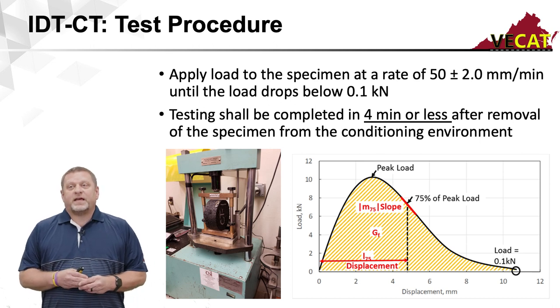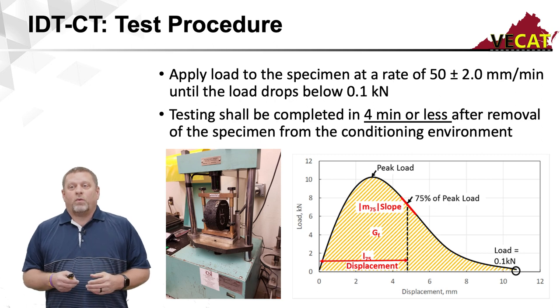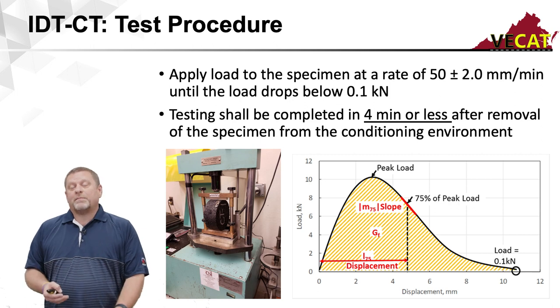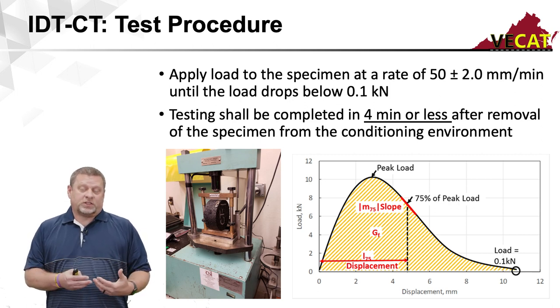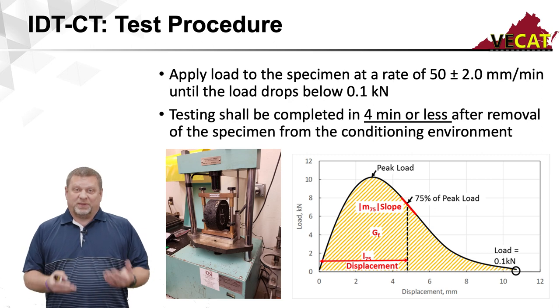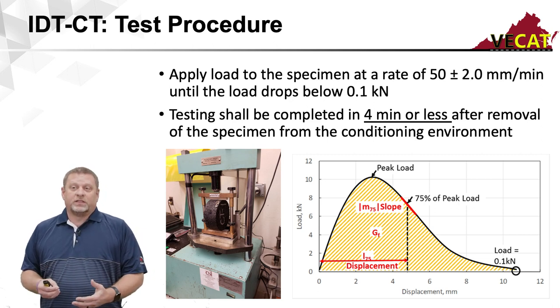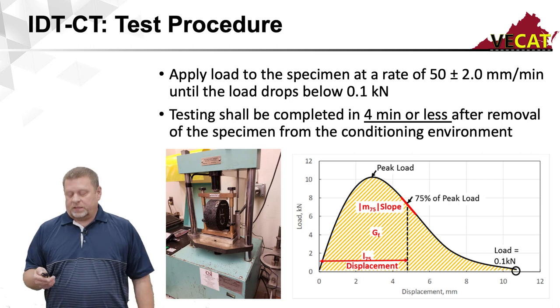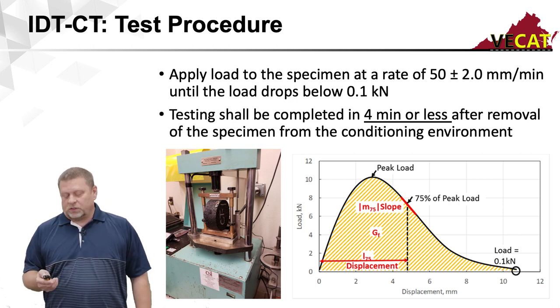So when I run my test, after the conditioning time, we put it in our test press. We apply a load at 50 plus or minus 2 millimeters per minute, and we continue this load at a continuous rate until the load drops below 0.1 kilonewtons. You can see that demonstrated here in this diagram. One thing you do need to note is that from the time I've removed my specimen from the conditioning chamber, whether it be a water bath or environmental chamber, I only have 4 minutes or less to actually complete the test. What they're saying here is you conditioned at a certain temperature, and they want you to test as quickly as you can, because while you're testing, that specimen is not maintained at the same temperature. But a test only takes a few seconds. It's really quick.